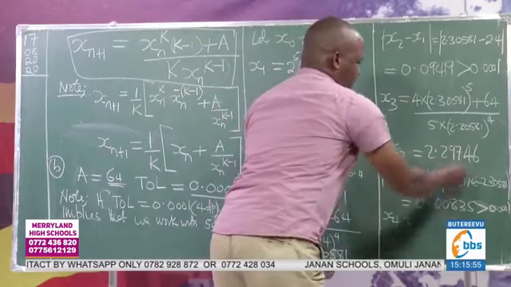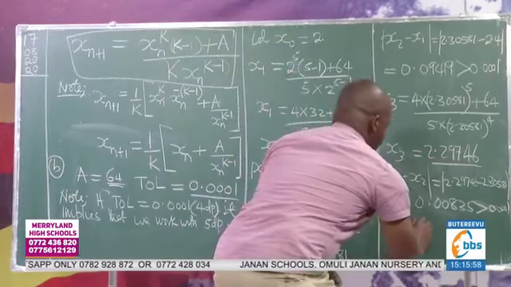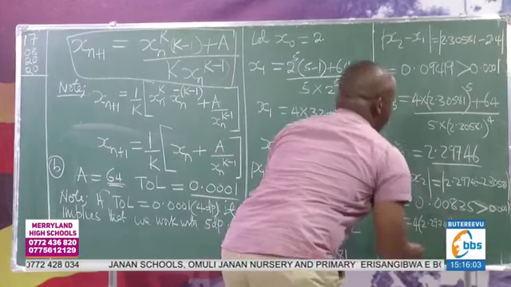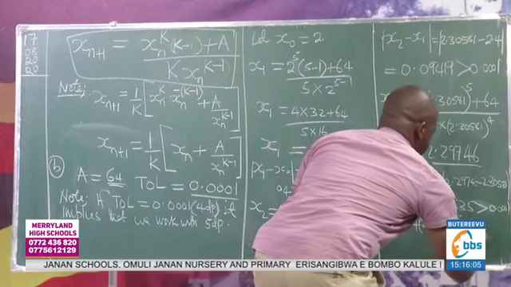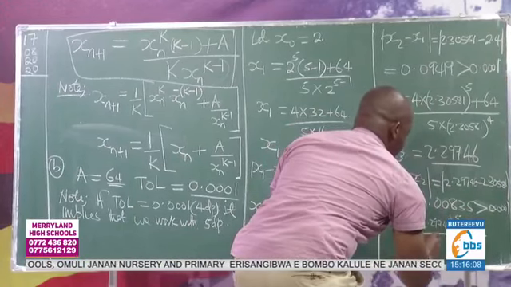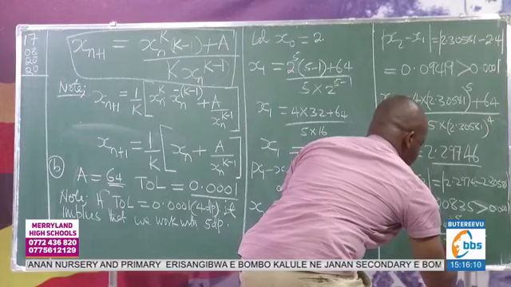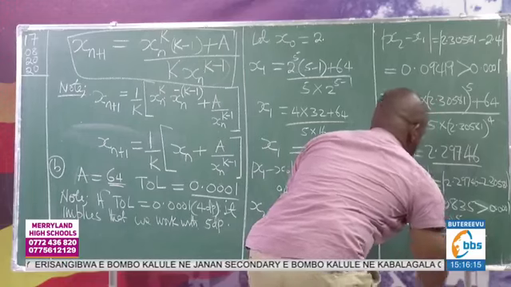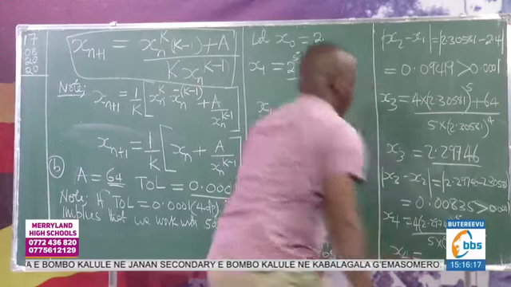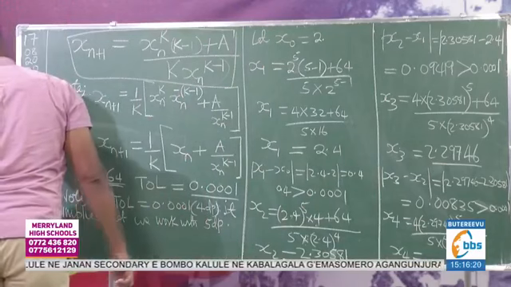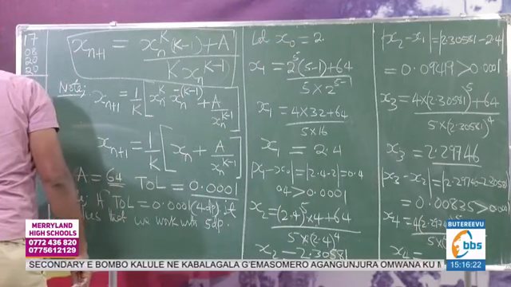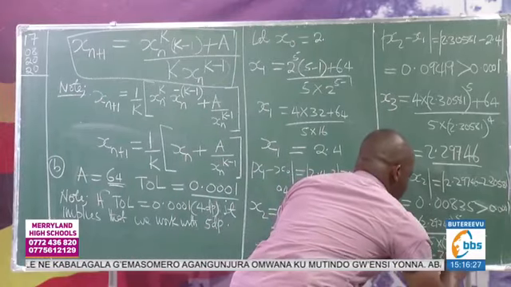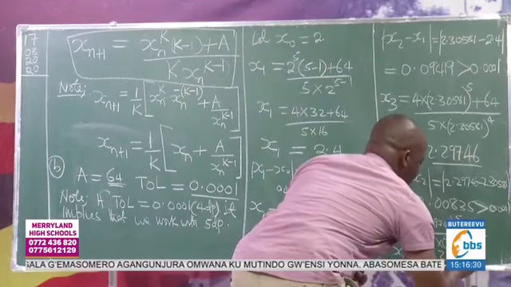So we feed in now this value as our x. So we have 4 into 2.29746 to the power 5 plus 64, and divide all this by 5 times 2.29746 to the power 4. This gives a value now of x4 as 2.29740.